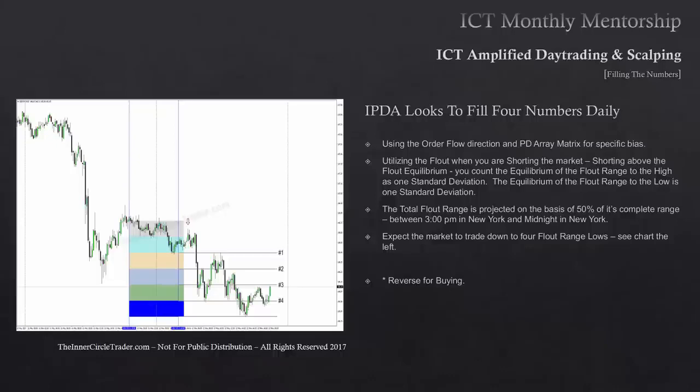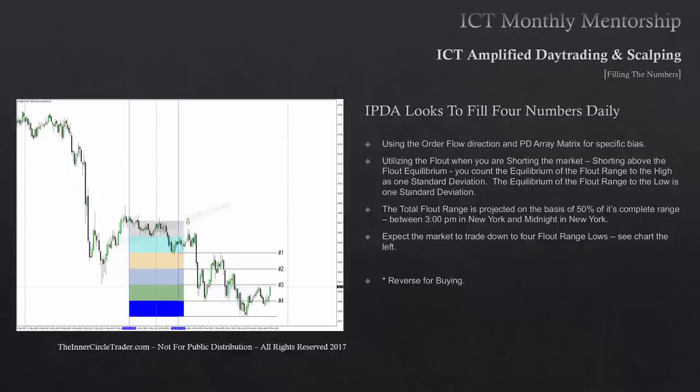That's level 1. If we were bullish and we were buying below the equilibrium of the total flout range between 3 p.m. and 12 a.m. New York, we would be buying below equilibrium and using the high of the flout range as level 1, or the first of 4 numbers to fill for the day. And you just keep projecting half of the flout's total range as a new number to fill. Okay, so you're not projecting the entire flout range. You're actually projecting and doing standard deviations of 50% of the range between 3 p.m.